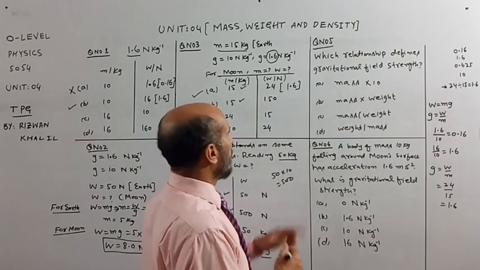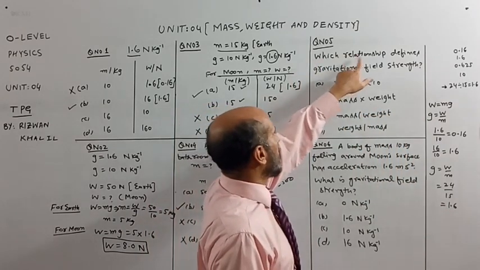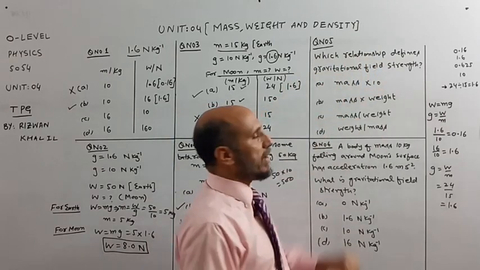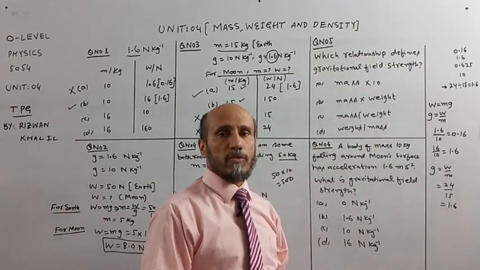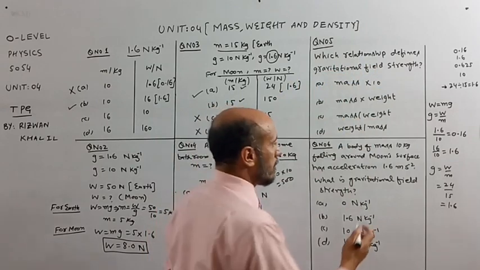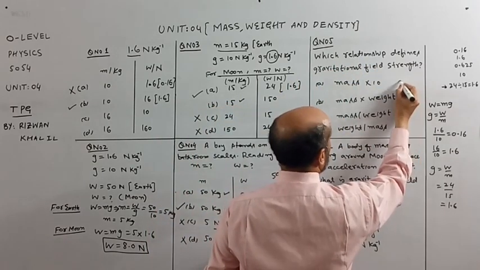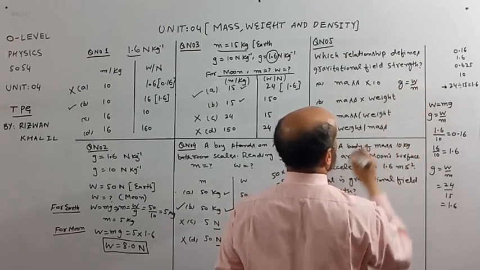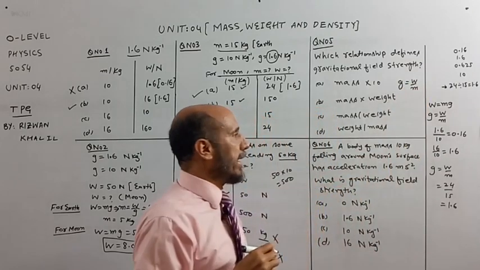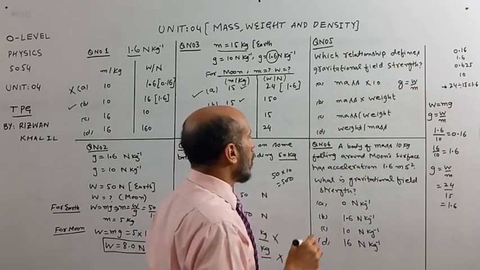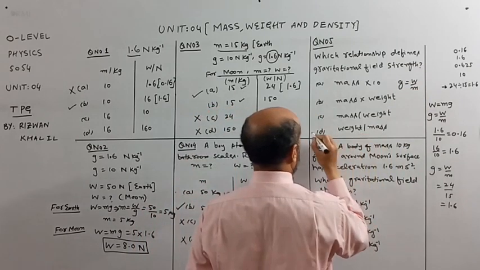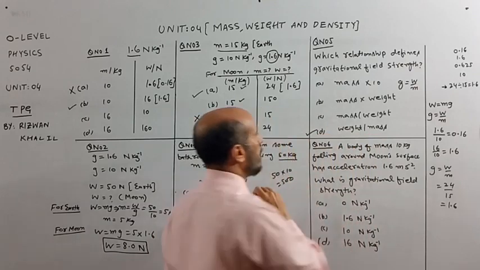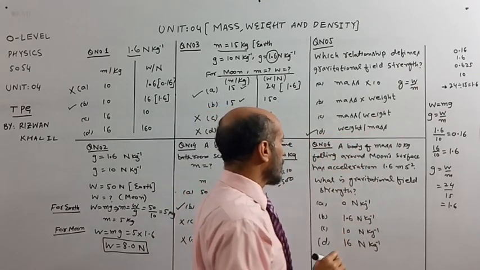Now question number 5. Which relationship defines gravitational field strength? What was the formula of gravitational field strength? g is equal to W over M. W stands for weight, M stands for mass. So which option is the correct option? Option D, weight over mass.